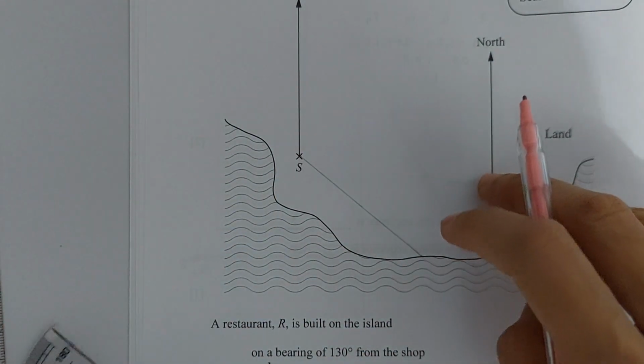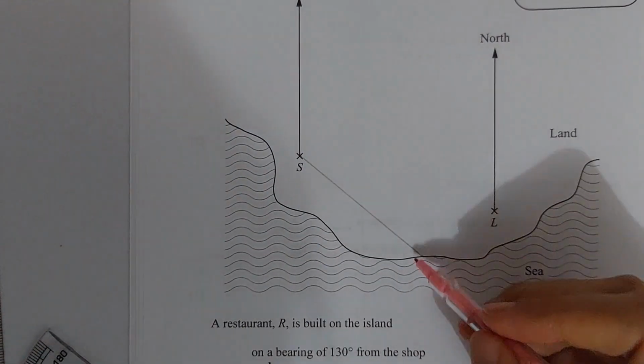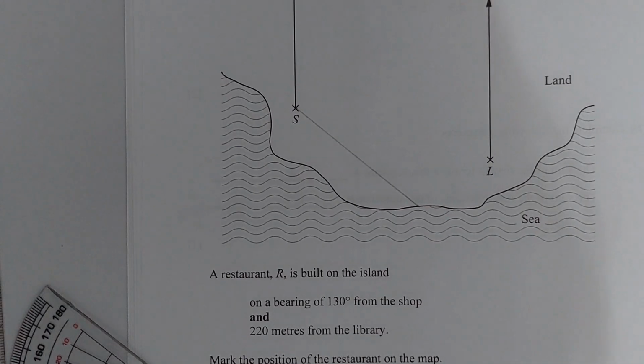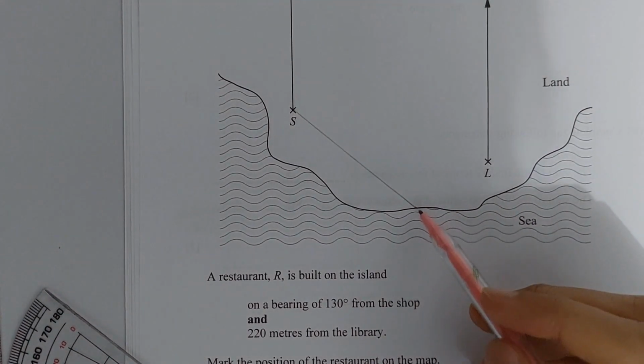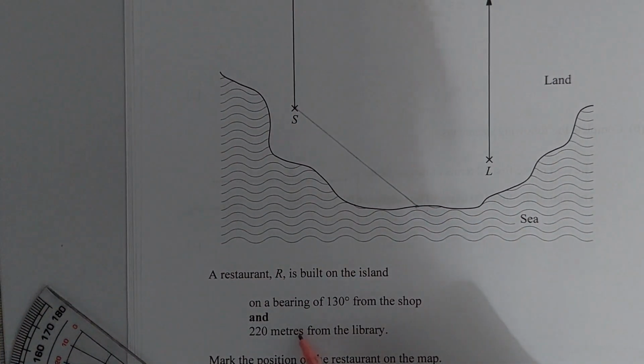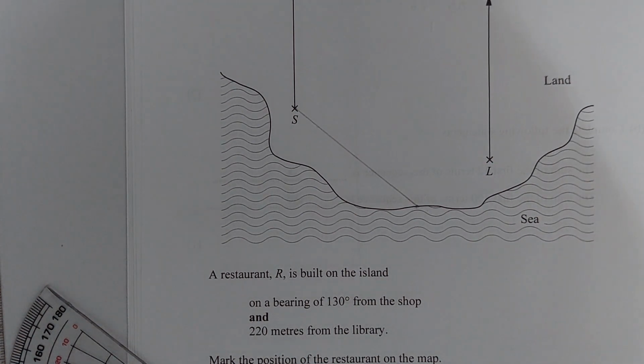We'll draw like that. Why do I stop here? Because, you know, it says the restaurant is not on the sea, right? It's on the island. And you know the island is only until here. Clear, yeah? And then it says 220 meters from the library.